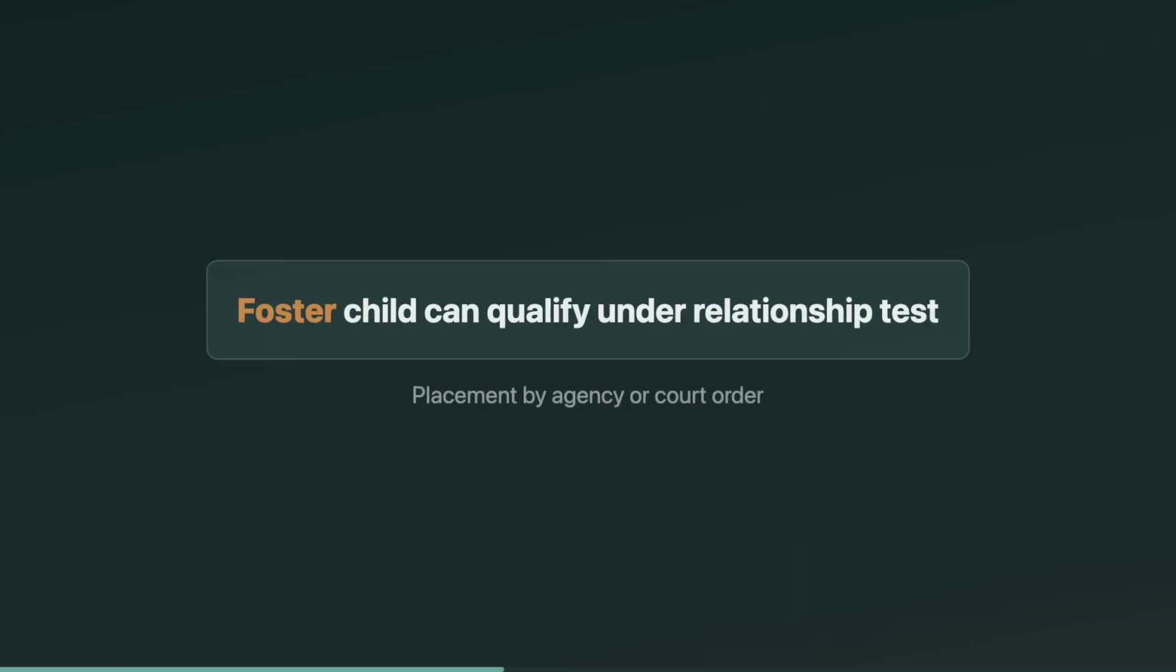Don't forget foster children. A foster child can meet the relationship test even without blood or adoption, as long as the placement is through an authorized agency or court order. On the EA exam, foster child is often the giveaway that relationship is satisfied, so you can move on to the other tests instead of overthinking family trees.